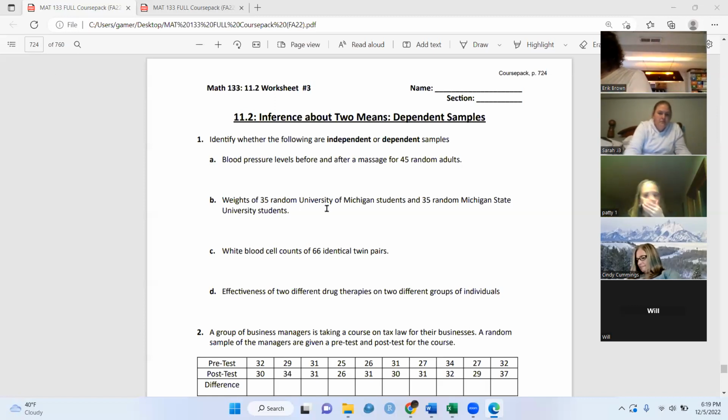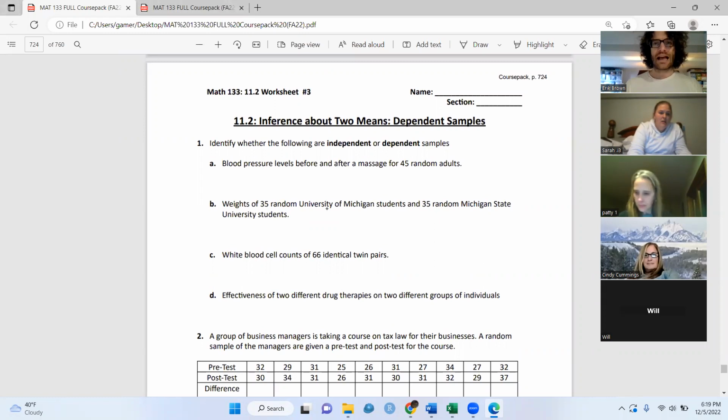So looks like my timer stopped. How did we do? Here it goes. 2, 1. Blood pressure levels before and after massage for 45 patients. Dependent. Nice. That's a classic example of dependent. We measure before and after. So you're measuring the same person, comparing your beginning value to your ending value.